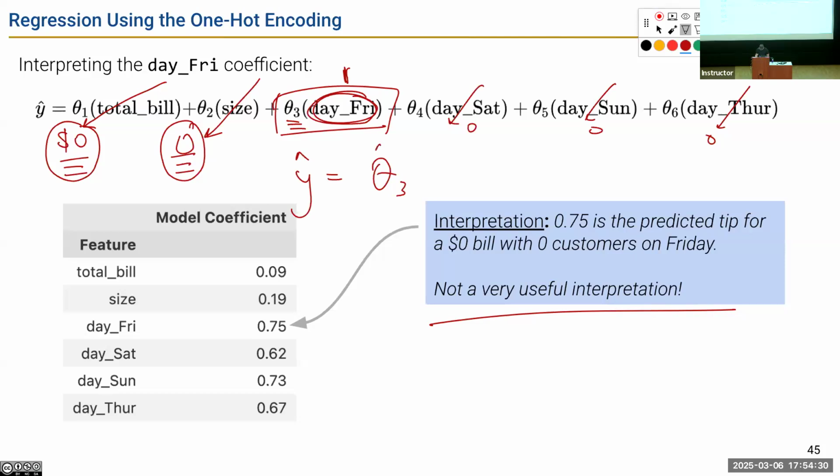What is theta 3 specifically? Theta 3 hat here is 0.75. So for a $0 bill with no customers, I would predict a tip of 75 cents. That doesn't seem very useful for interpretation. So we're going to talk about a way to improve this interpretation. Can we structure the model in a different way where we get more interpretable coefficients, but we don't change our predictions? So let's go back and think about the bias column a little bit here.